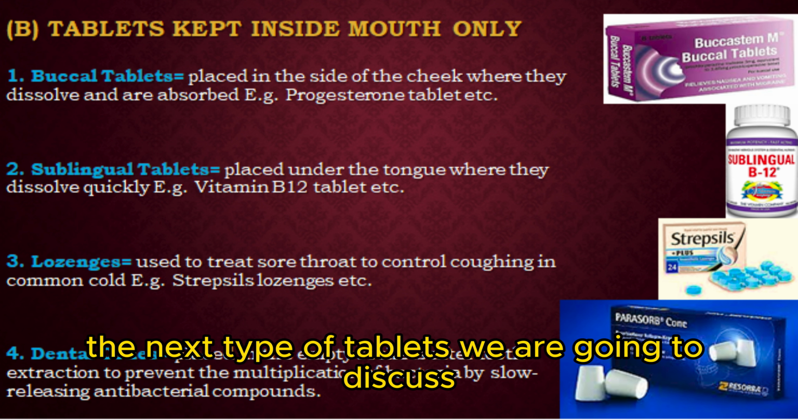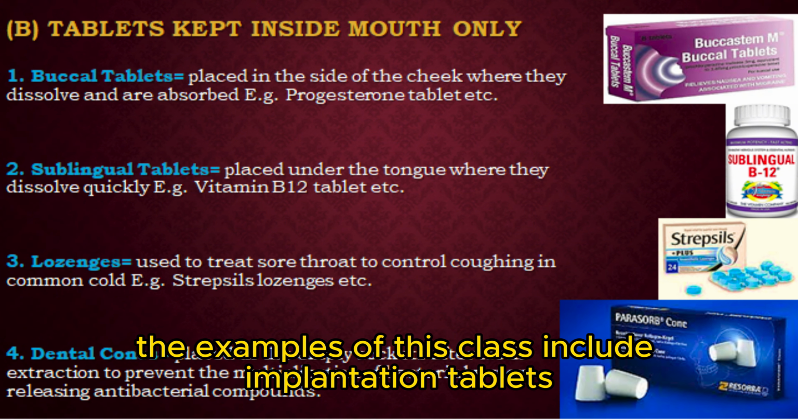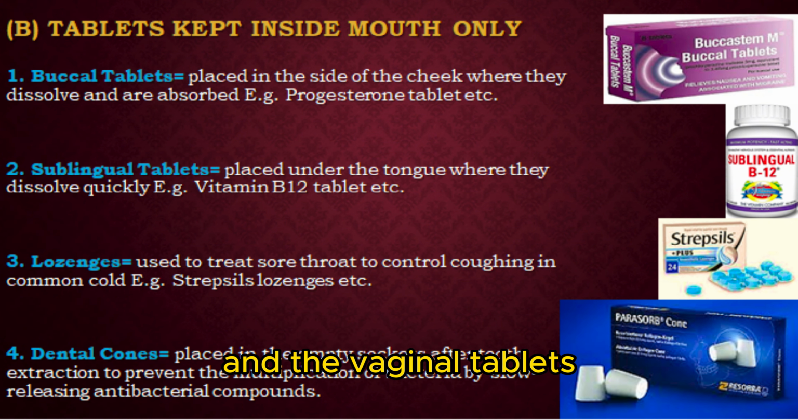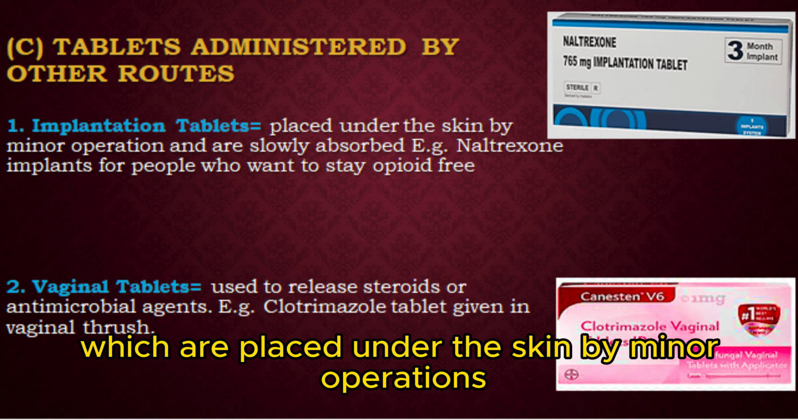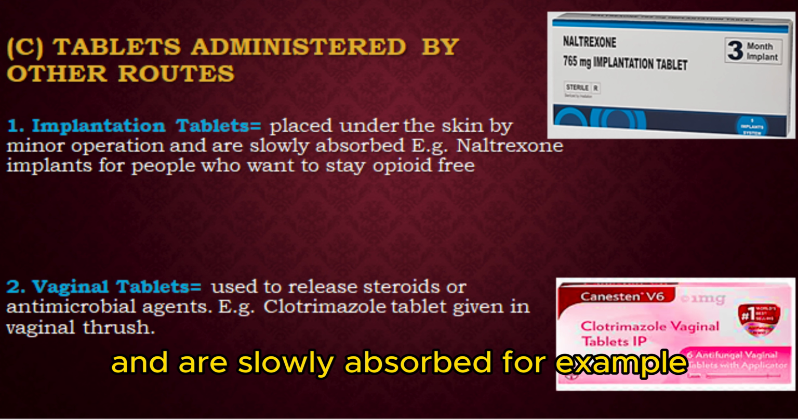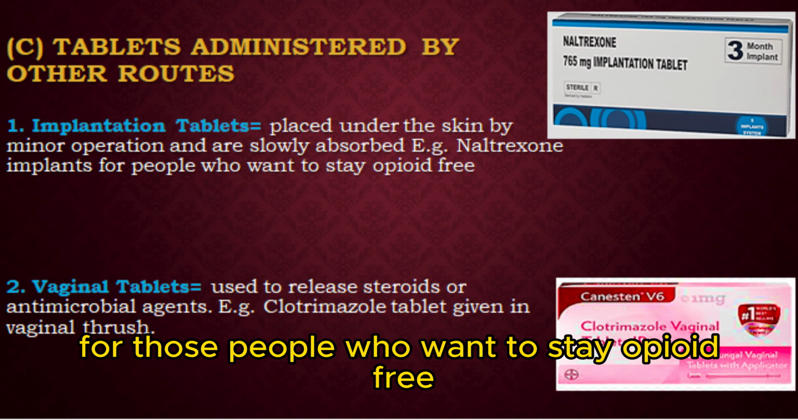The next type of tablets we are going to discuss are the tablets administered through other routes. The examples of this class include implantation tablets and vaginal tablets. The implantation tablets are those which are placed under the skin by minor operations and are slowly absorbed. For example, naltrexone implants are used for those people who want to stay opioid free.